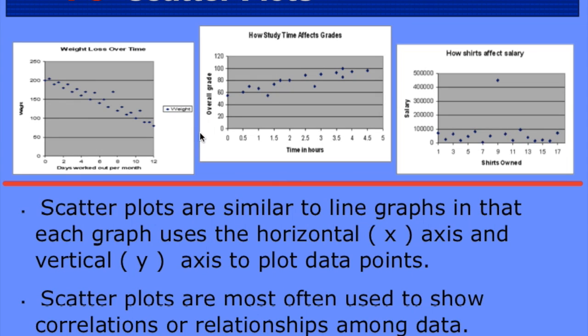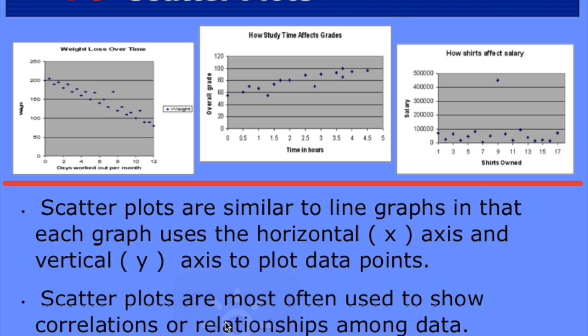Okay, we're going to be talking about scatter plots again. So it says over here, scatter plots are similar to line graphs in that each graph uses the horizontal x, that's the left and right, and the vertical y, that's the up and down, axis to plot data points. So if you see over here, it's kind of similar to what we've been working with line graphs, only it's not a perfect line. There's little dots all over the place.